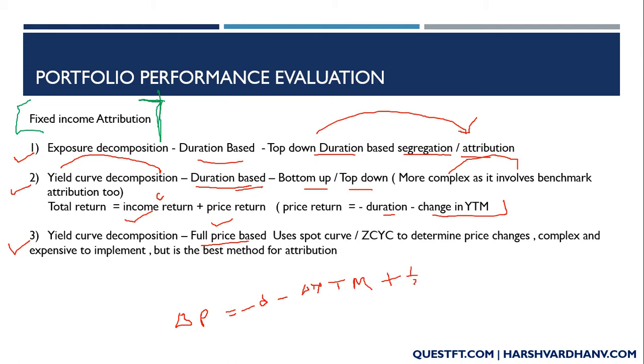That is 1 by 2 convexity, into the change in YTM, the whole square, right? But here the analysis is only restricted to duration. We will take the duration formula.